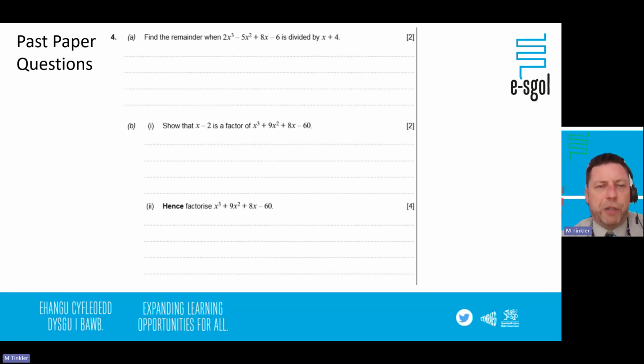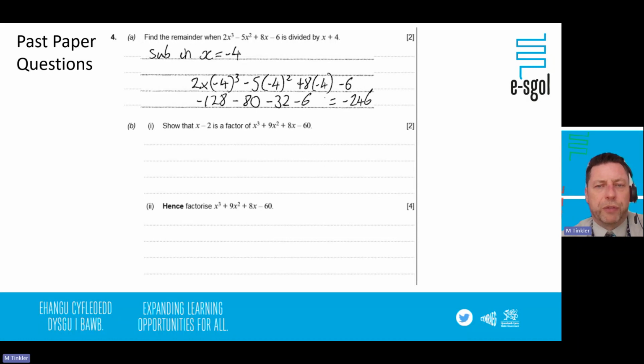And substituting in minus 4, not 4, minus 4, gives me minus 246. Another not bizarre answer, but quite a big answer. It might make people sometimes think, is that the right answer? That is the correct answer. Again, I'm showing you here, minus 4 has to go in brackets, because on the squared term, if you don't do that, it will give you the wrong answer.